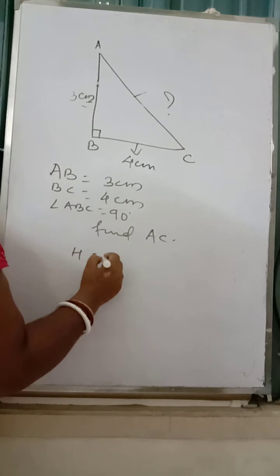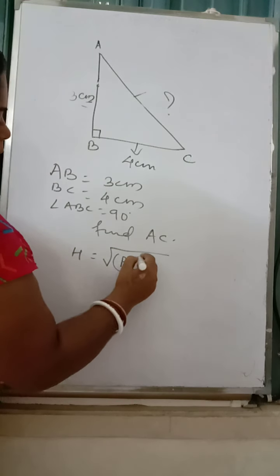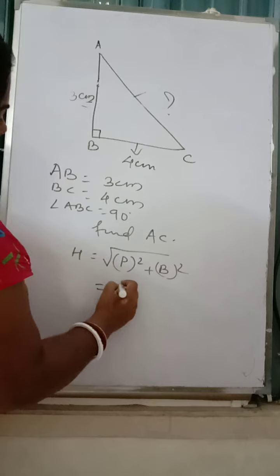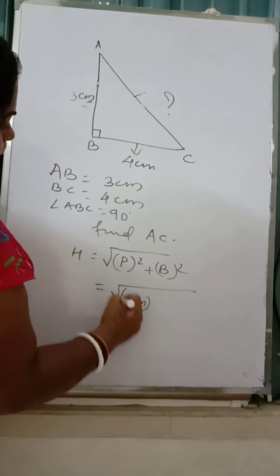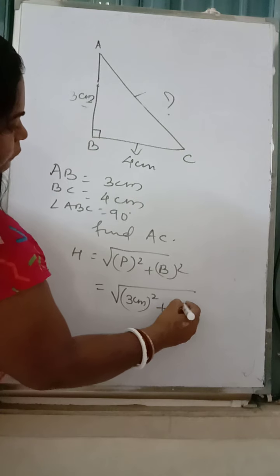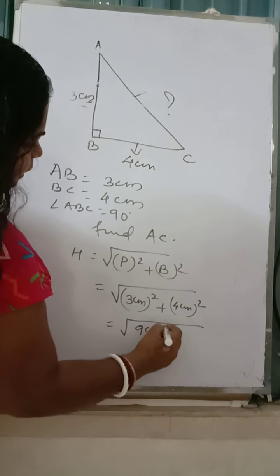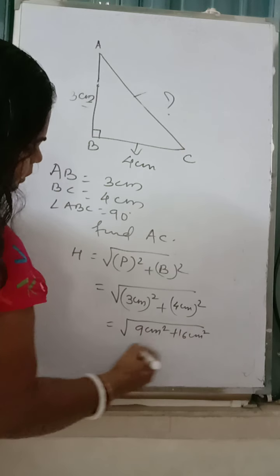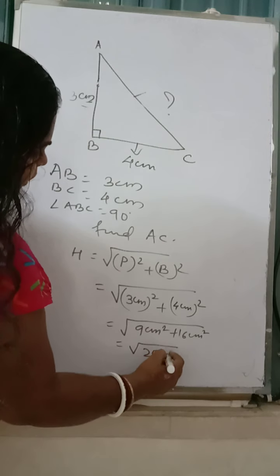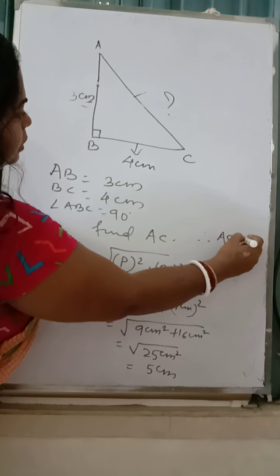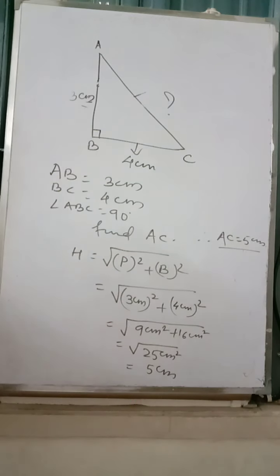So what do we know? h is equal to under root p square plus b square. AC is the hypotenuse. Now p, what do we have? 3 centimeter whole square plus base, 4 centimeter whole square, or it gives you 9 centimeter square plus 16 centimeter square, or it gives you 25 centimeter square, or this will be 5 centimeter. So the length of AC is 5 centimeter. Then only you can draw the triangle. That is a right angle triangle. Otherwise you cannot draw.